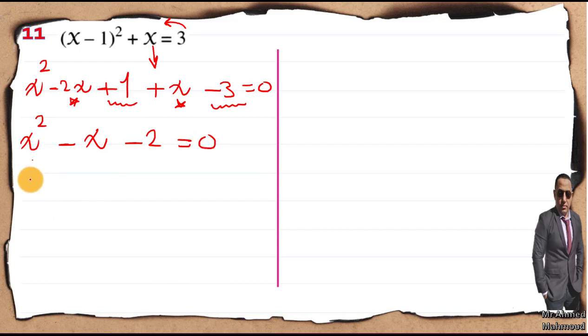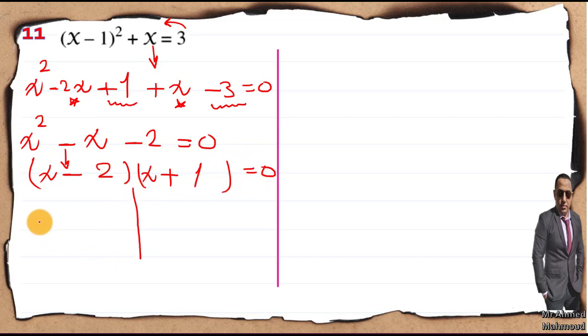Finally, I'm going to factorize. I have here two brackets, x and x. This is minus, so I'm going to write two different signs, minus and plus, or plus and minus. Okay, 2 equals 2 times 1, so I'm going to write the bigger one with the middle sign. The middle sign is negative, so here 2 and here 1.